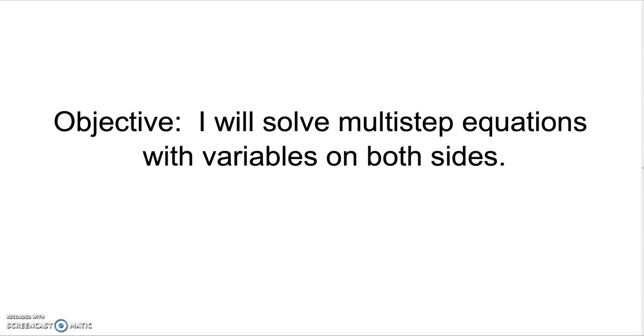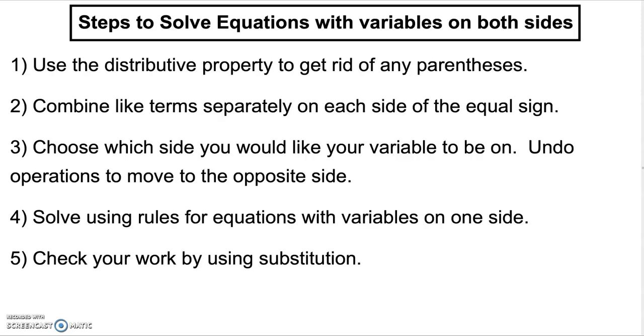In this video, we will solve multi-step equations with variables on both sides of the equal sign. The steps to solve equations with variables on both sides start with using the distributive property to get rid of any parentheses. If there aren't any parentheses, we can skip this step. Number 2, we're going to combine like terms separately on each side of the equal sign.